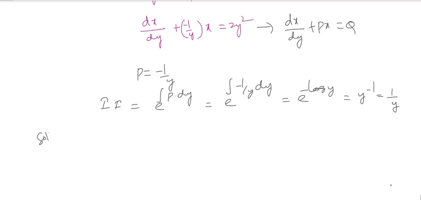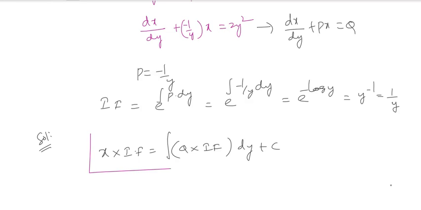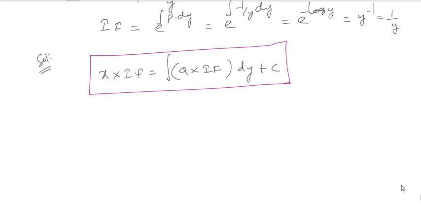Then what will be the solution for this? Usually x into integrating factor is equivalent to integral Q into integrating factor into dy plus c. This is the solution for the corresponding linear differential equation in x. Now substitute all the values in that. What will we get here? X into integrating factor will be 1 by y, which is equivalent to Q, which is 2y square, and integrating factor 1 by y into dy plus c will be there.